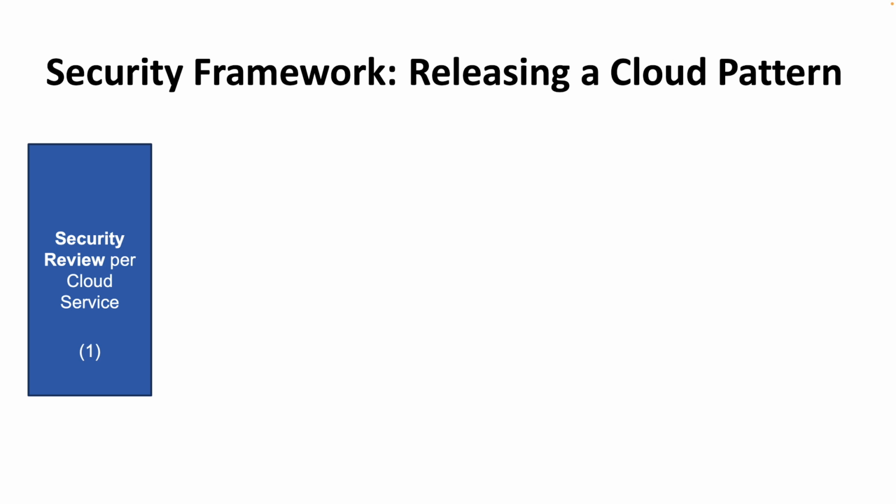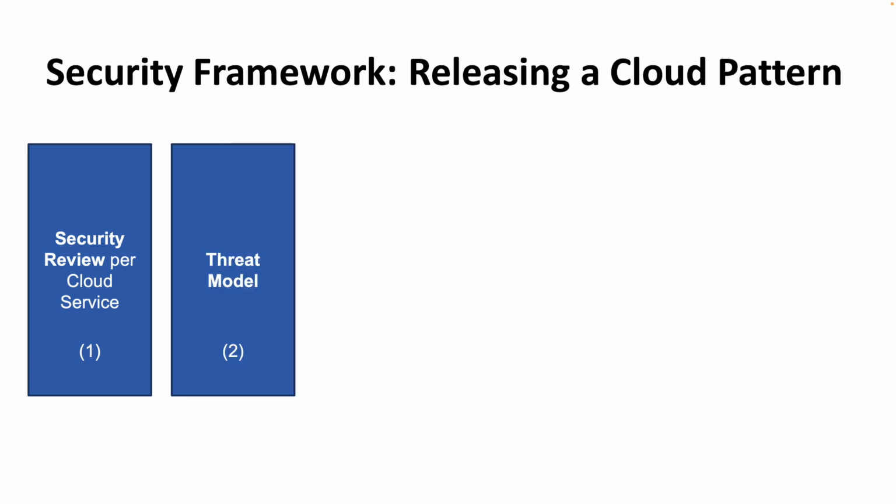It's important to understand the output of a security review. The two main outputs are to establish a list of security controls we want to deploy and enforce, and also a list of potential threats if the service is misconfigured.